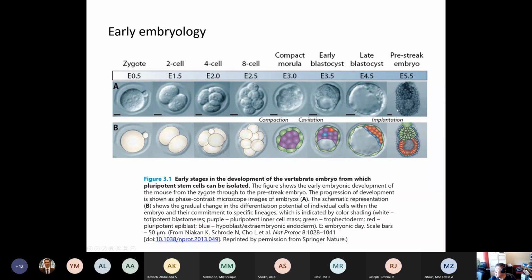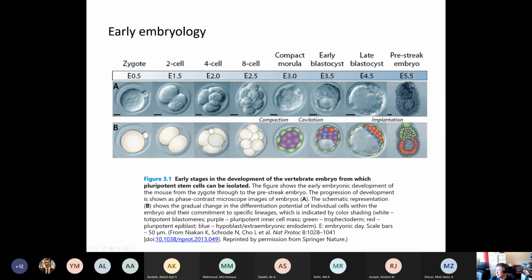And then once implanted, we call this pre-streak embryo. That's around E4.5 and 5.5. You see that the embryo now starts to be very different from at the beginning. So see this rendition. It's a compaction happening here, and then this is called cavitation, because now you have a liquid-filled cavity here, and the cells start to differentiate.